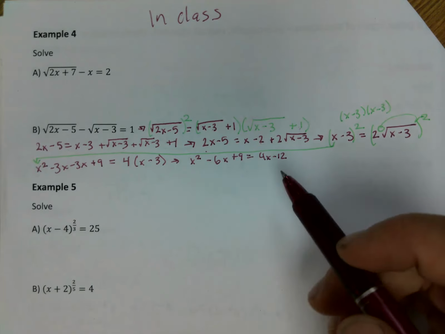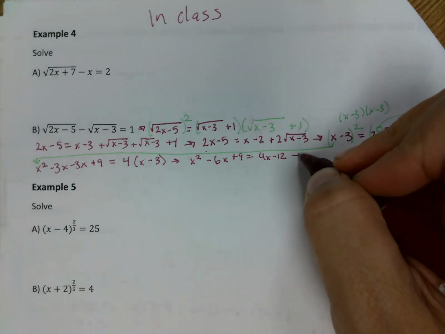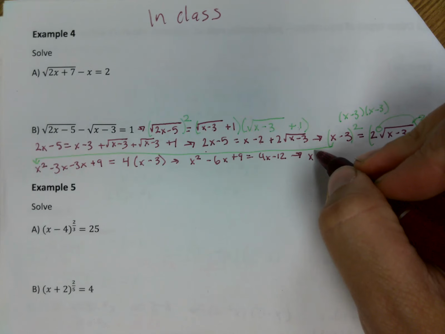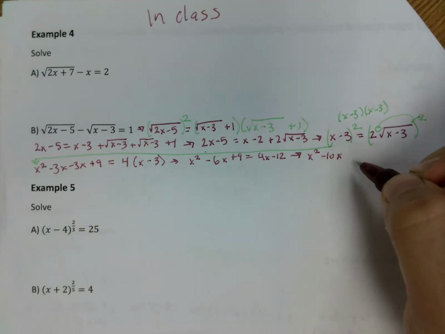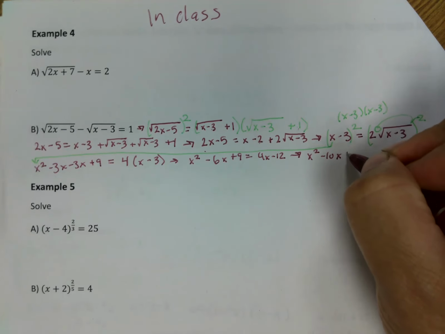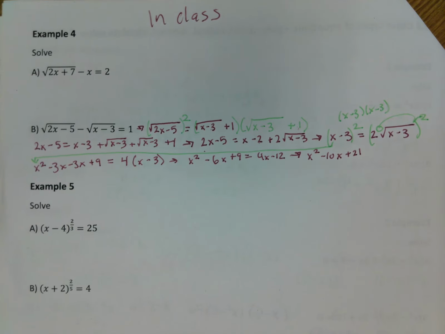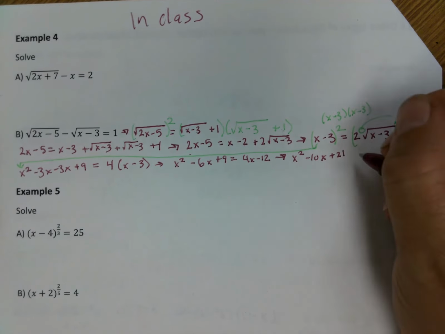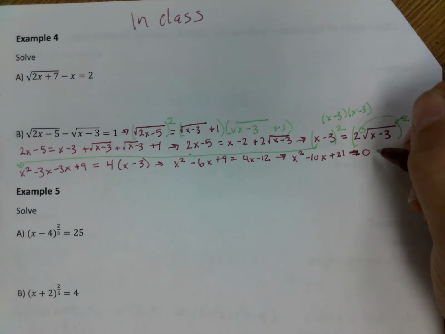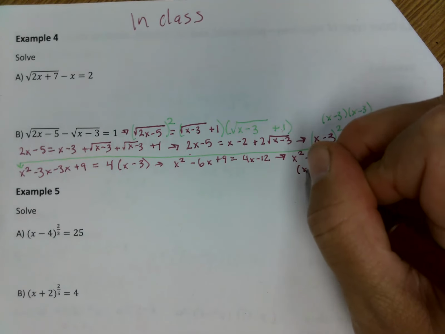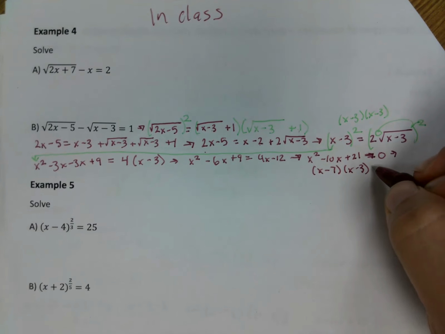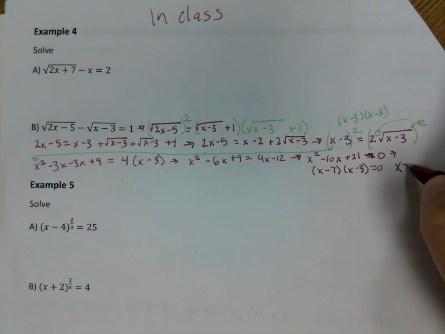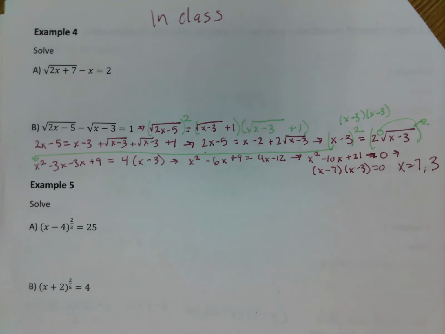And now I have to move everything over to the other side. See how these can get kind of long? So I have x squared minus 4x will give me a negative 10x, and plus 12 gives me a positive 21. I still need to solve this. So now I can actually factor that because this is equal to 0. That's going to be x minus 7, x minus 3. So now if I set those both equal to 0, I get x is equal to 7 and positive 3.